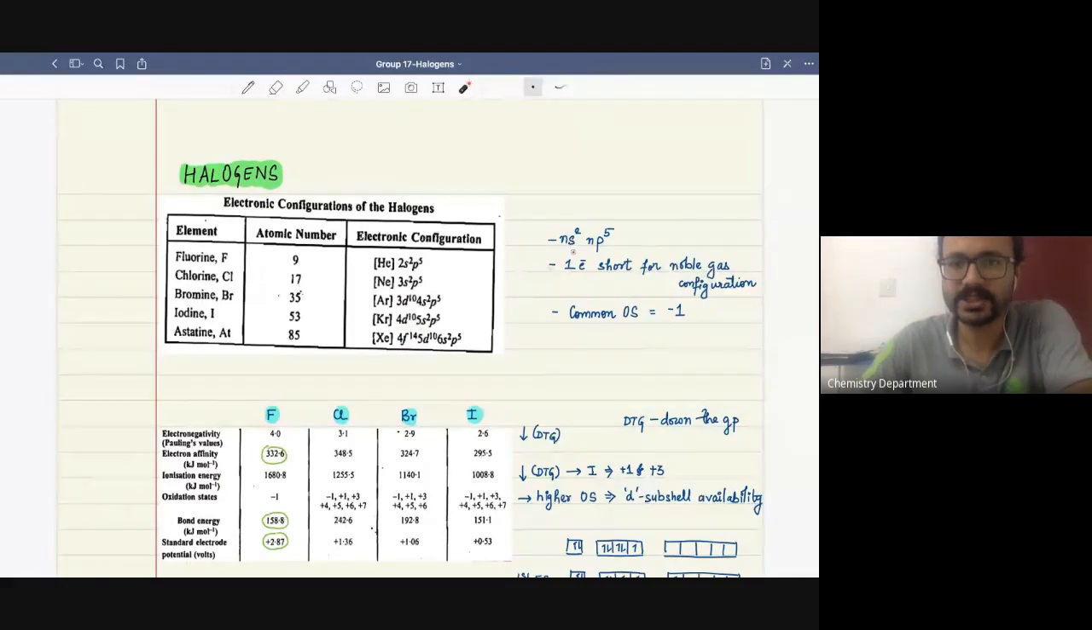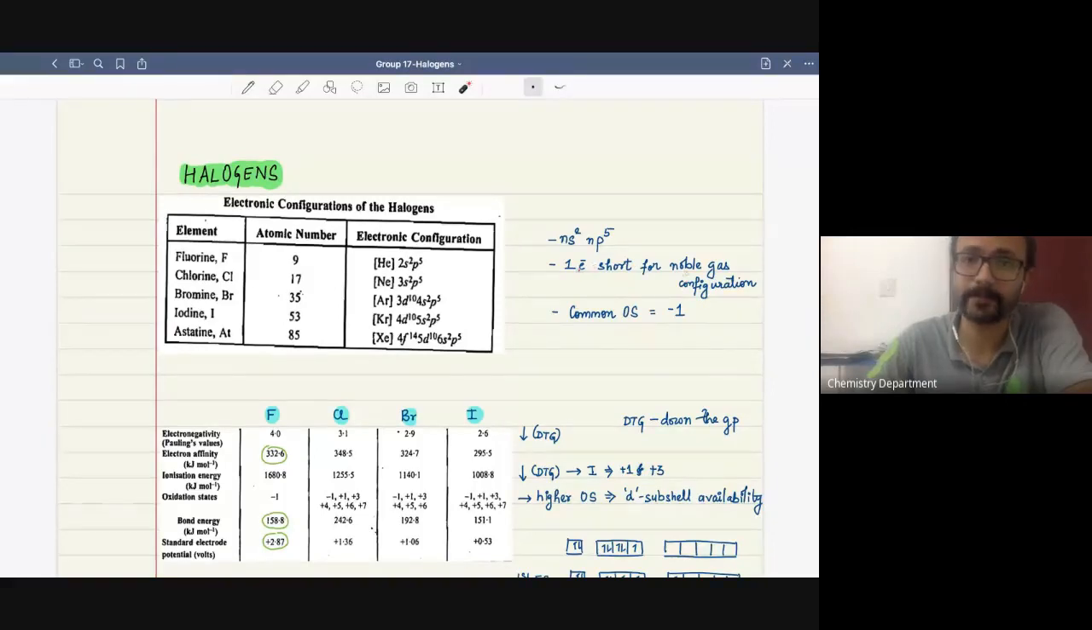Coming to the general electronic configuration of the halogen family, from these electronic configurations, it is pretty clear that the valence shell general electronic configuration for halogen is ns2 np5. So if we look at this particular configuration, we find that it is just one electron short of the noble gas configuration. So that means if it is able to accept just one electron, it will reach a noble gas configuration.